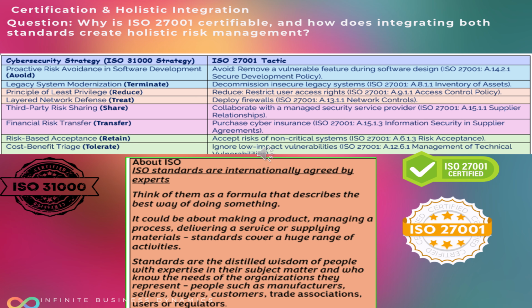ISO 31000's strategic governance prioritizes risks, while ISO 27001's technical rigor secures them. Take the healthcare case. ISO 31000 guided the hospital to avoid legacy systems and transfer liability, while ISO 27001 executed access controls and vendor audits. Together, they created a risk ecosystem that is both thoughtful and enforceable, proving that strategy without execution is powerless and execution without strategy is directionless.